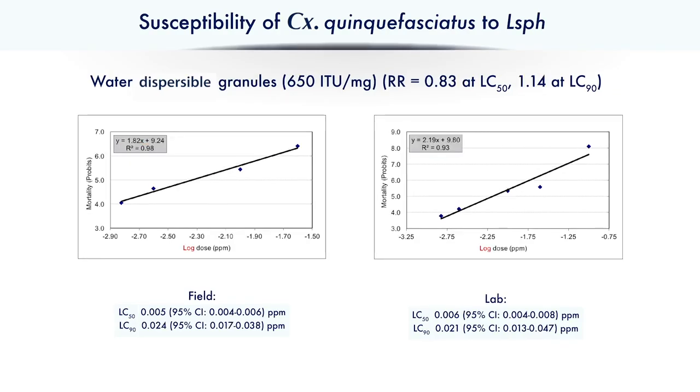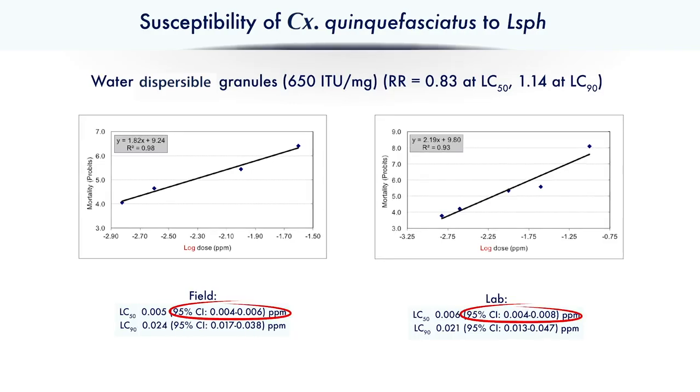The second group of graphs shows the response of these same mosquito populations to Bacillus sphaericus. Notice that the LC50 values are much smaller than in the previous graphs. These mosquito populations are much more susceptible to L. sphaericus than to BTI, even though the potency of the formulation for L. sphaericus is much lower, only 650 ITUs per milligram, as compared to 3,000 ITUs per milligram in the BTI formulation. The 95% confidence intervals for the LC50s overlap, indicating that the LC50s of the two populations are not statistically significantly different.